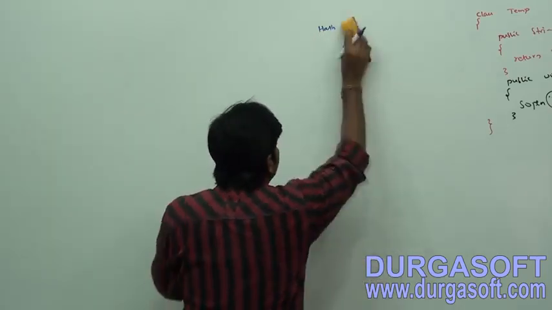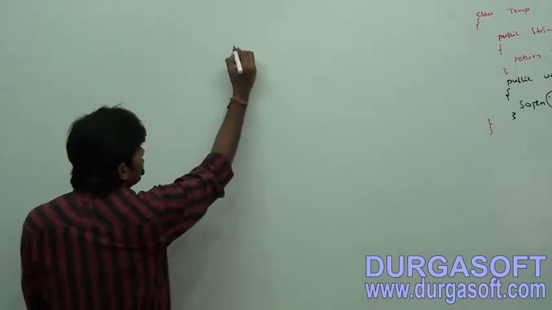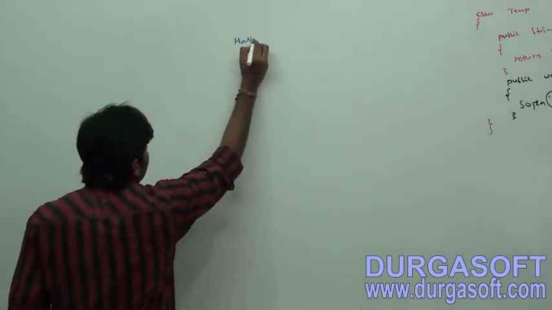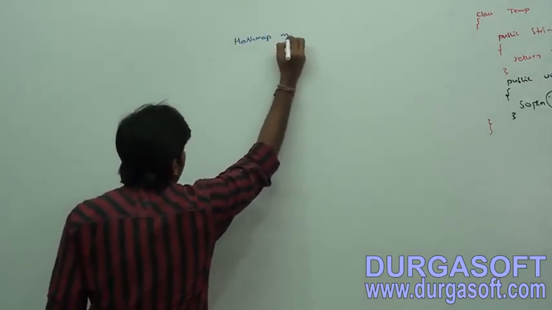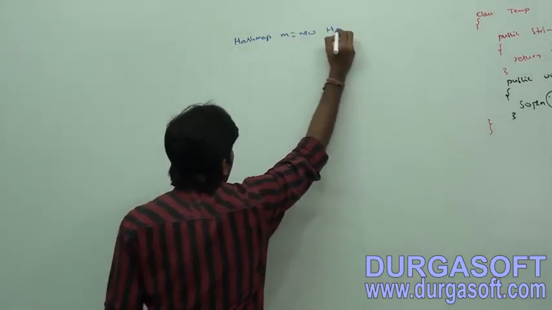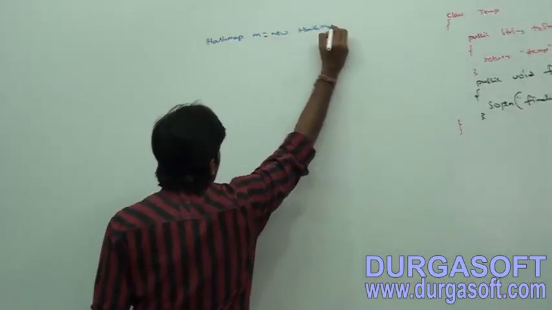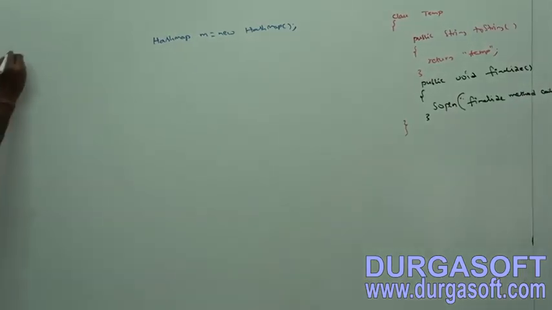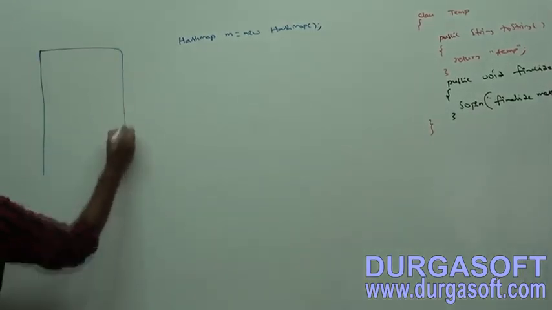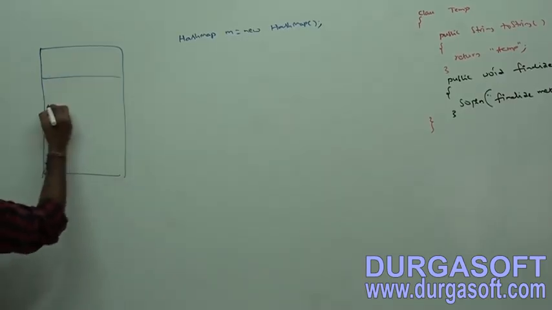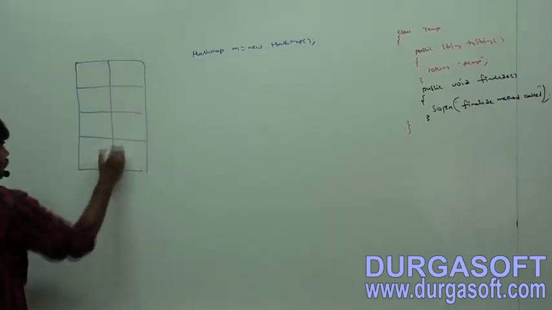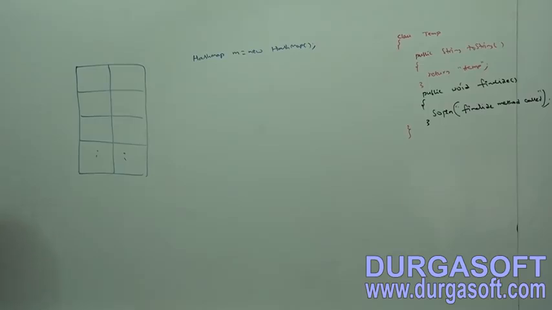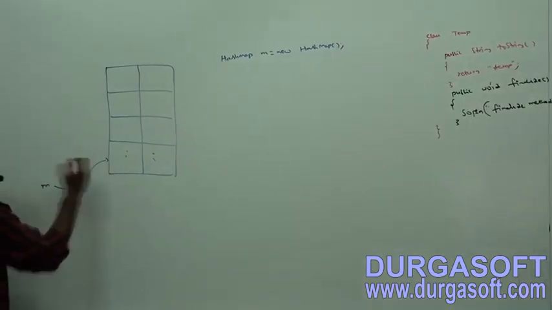Next, the space adjustment. Here, HashMap m = new HashMap(). I created one HashMap object. Okay, so the HashMap object got created. This is the HashMap object, right? We created the map object m.